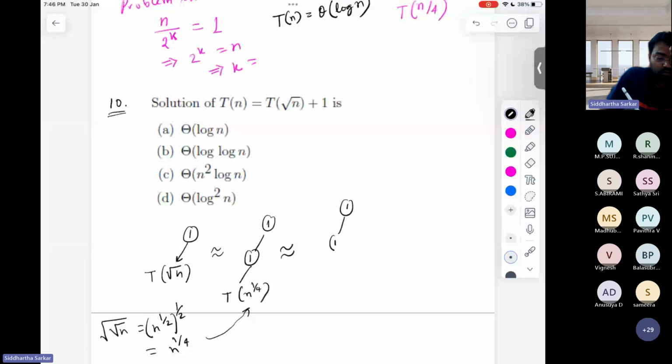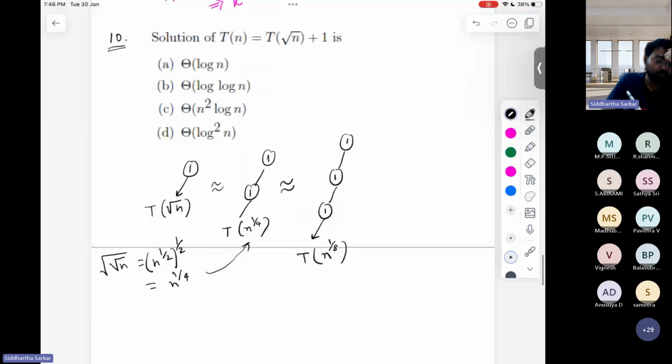A cost of 1, another cost of 1. Then what will happen? We have a smaller subproblem. How much? n to the 1/4 root over, that is n to the 1/4 to the 1/2, that is n to the power 1/8. Like that it will go, right? So at some point we'll hit problem size equal to 1. At that point, let us say we have done k iterations. Okay, so then we would have 1 is equal to n to the 1 by 2 to the k.